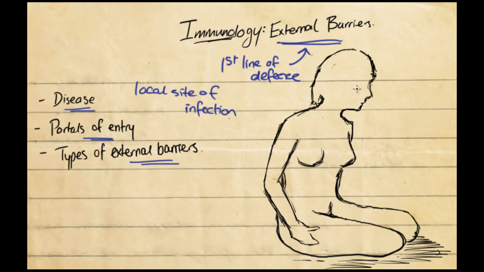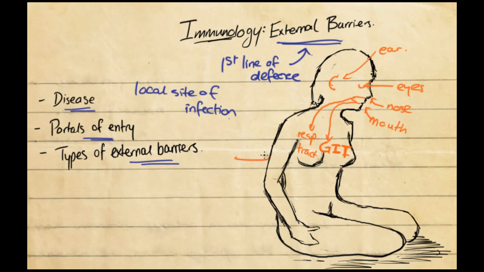Alright, so looking at this diagram, we can see that there are quite a few portals of entry into our body. Firstly, there's the ears, so bacteria can get through the ears. There's also the eyes, the nose, and the mouth. Now the mouth leads to the gastrointestinal system, and the nose and mouth both lead to the respiratory tract.